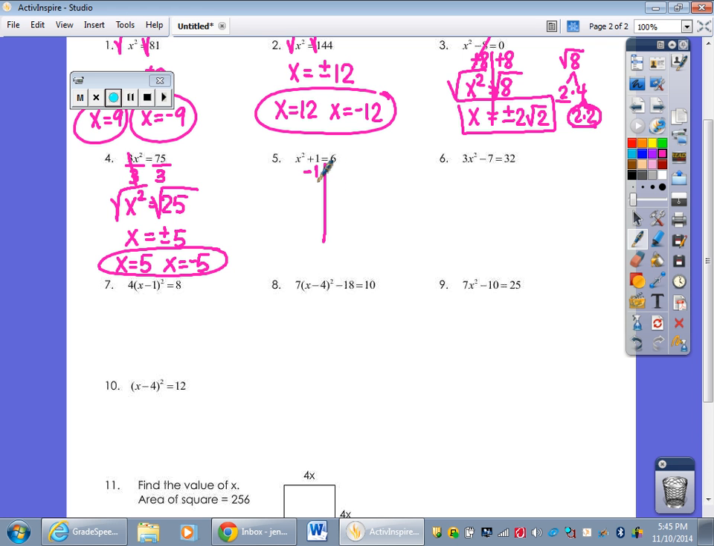Okay, on this one, we're going to take away 1. So x squared is equal to 5. When you take the square root of both sides, you cannot simplify this. So this is just simply going to be plus or minus the square root of 5.